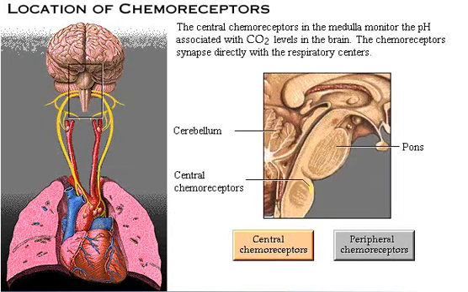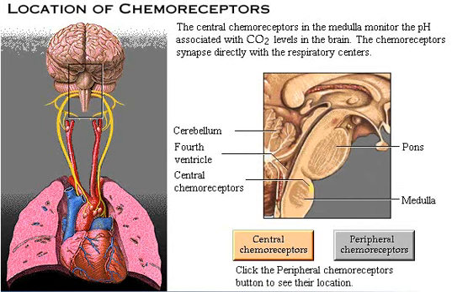The central chemoreceptors in the medulla monitor the pH associated with carbon dioxide levels in the brain. The chemoreceptors synapse directly with the respiratory centers. Now click the Peripheral Chemoreceptors button to see their location.